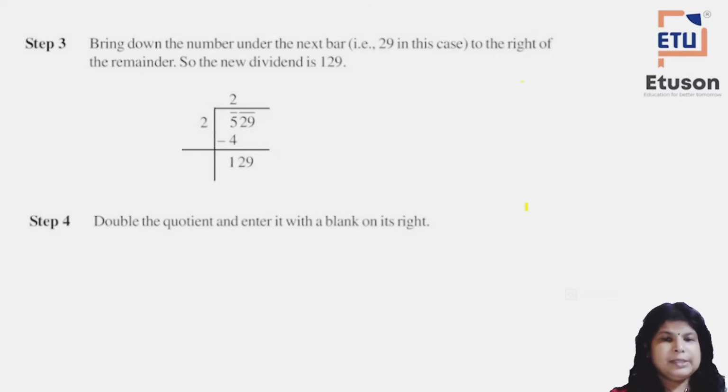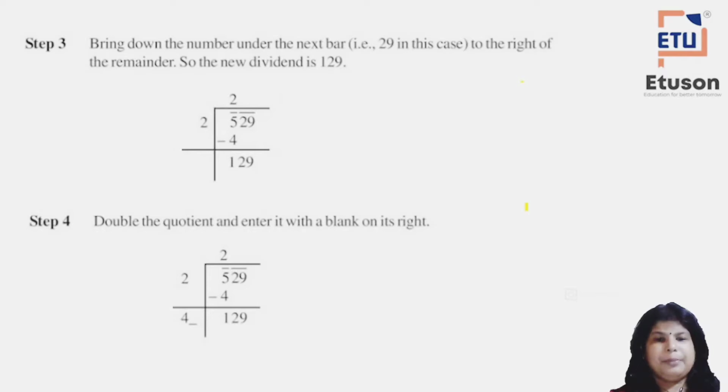So what is step 4 then? Double the quotient and enter it with a blank on its right. Okay, so what is your quotient here? Quotient is 2. Double the quotient means it will be 2 into 2, that is 4. So that will be written just adjacent to your new dividend along with a blank, right? So 4 with a blank is written here.